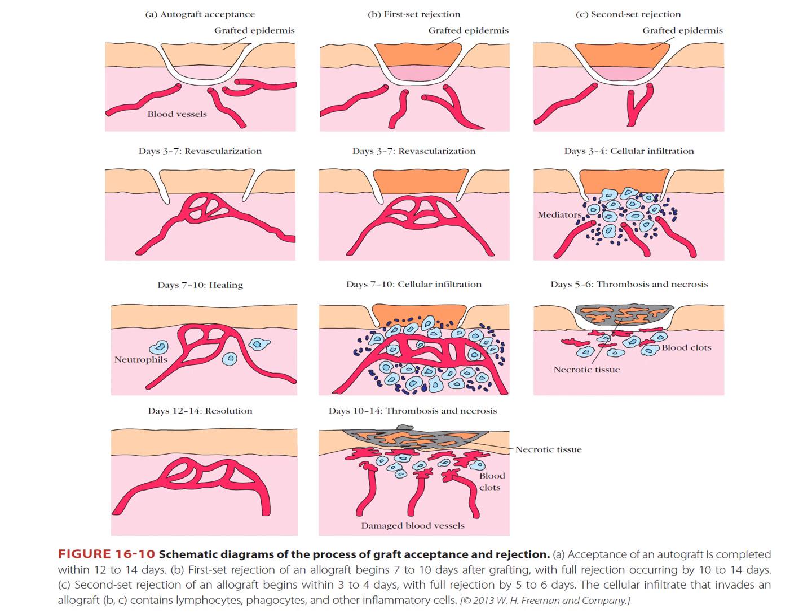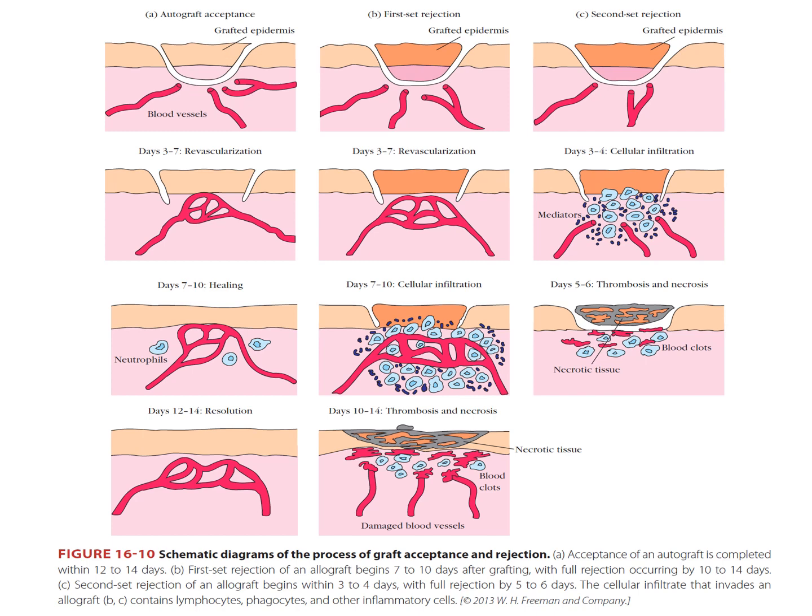So it is seen that in the case of an autograft, if there is a grafting or transplantation of the graft, which is the epidermis, it results in a series of sequential reactions, including revascularization, healing, followed by resolution. Further, talking about the first set of rejection, in the case of allografts, upon grafting of the epidermis, it also leads to revascularization, but it is followed by a reaction, and in this case the cells from the neighboring area infiltrate into the grafted area, and further it leads towards the development of thrombosis and also necrosis.